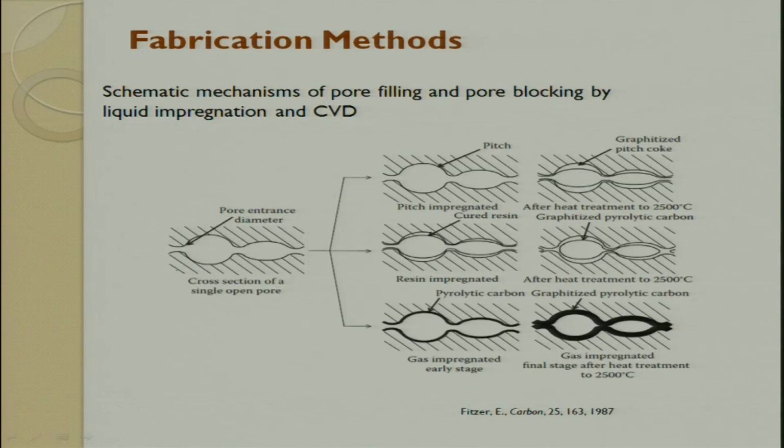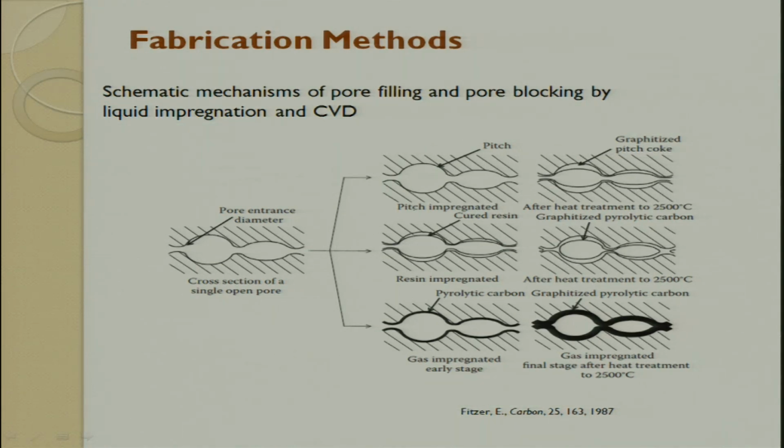For the fabrication method, here is a schematic diagram. It shows the mechanism of pore filling and pore blocking by liquid impregnation and the CVD process. These are the pores, with the pore entrance diameter. This is a cross section of a single pore. This is pitch impregnated. So, the pore is pitch impregnated. Then what we do is we try to graphitize this pitch coke.